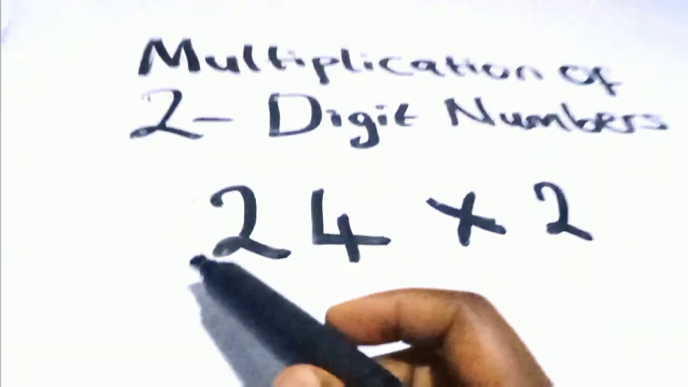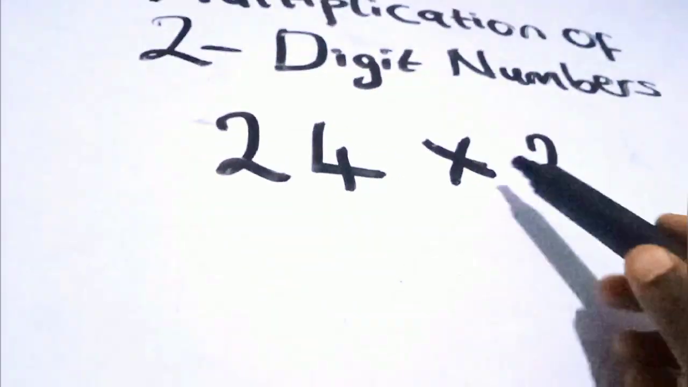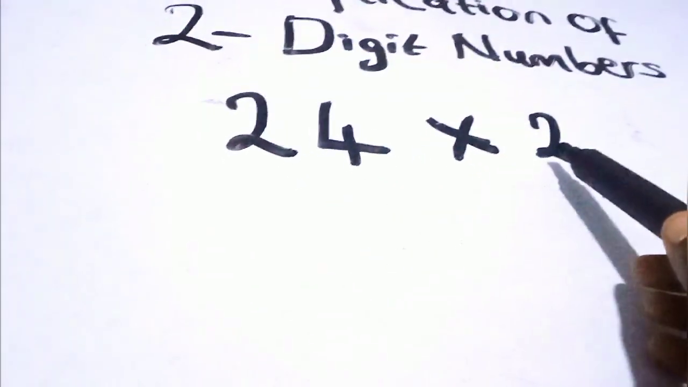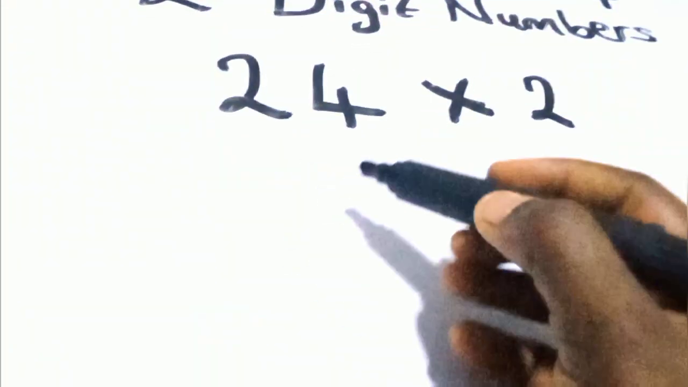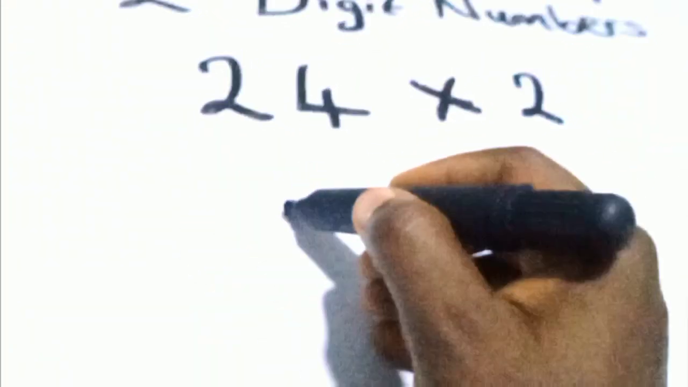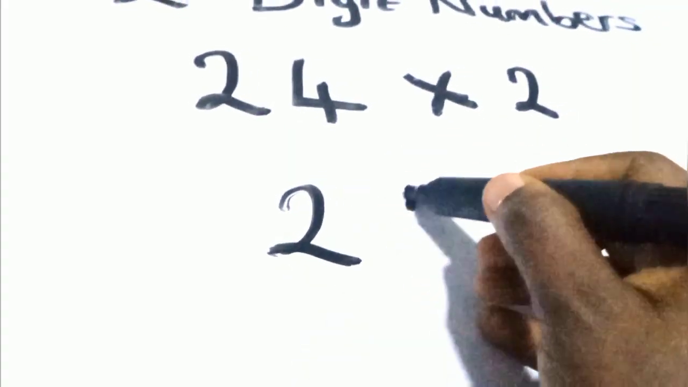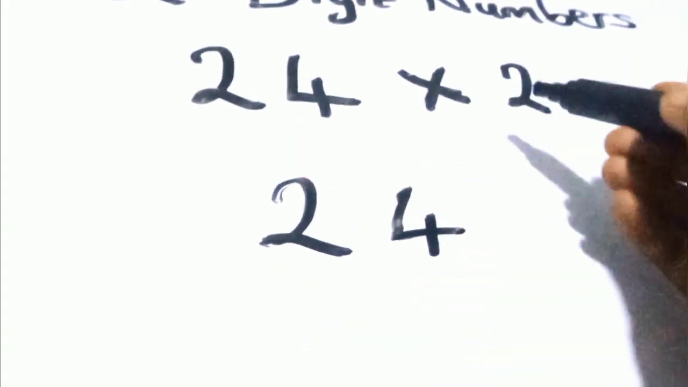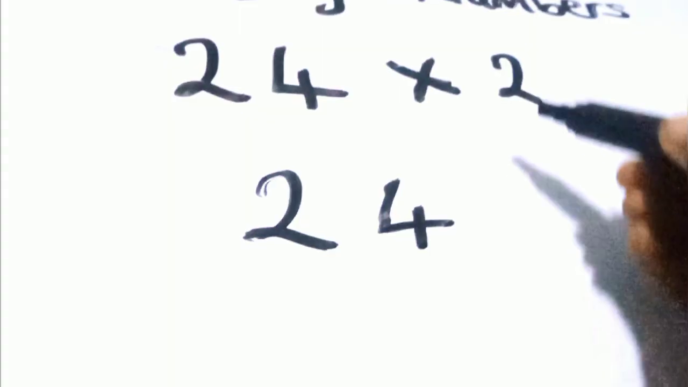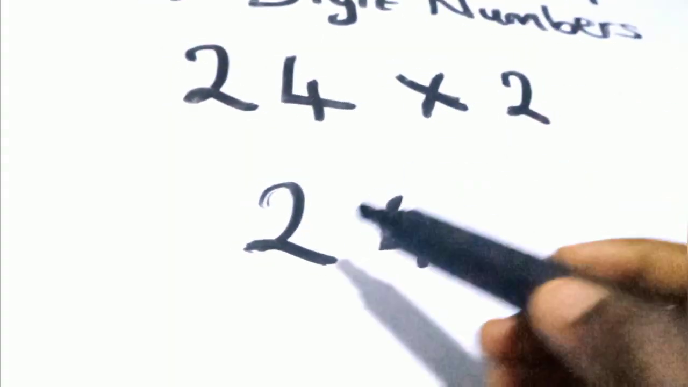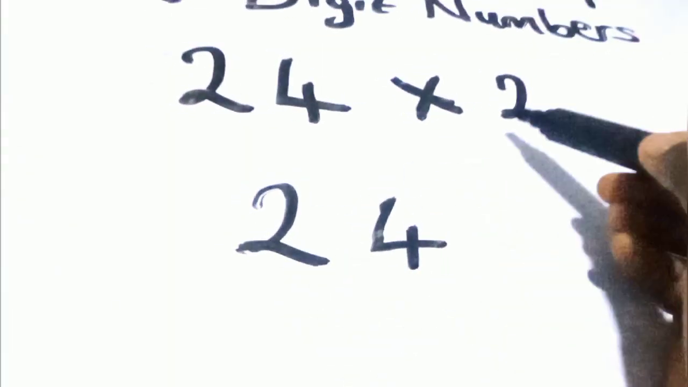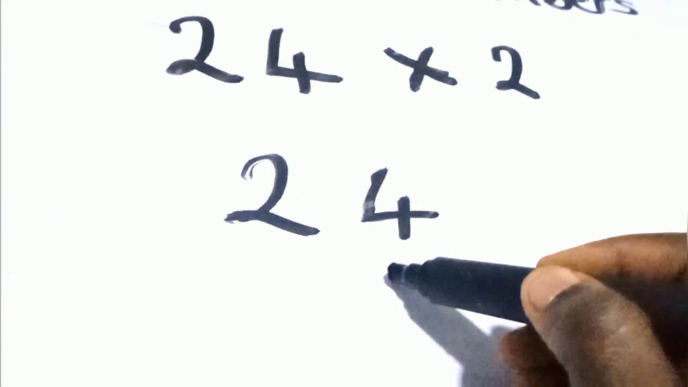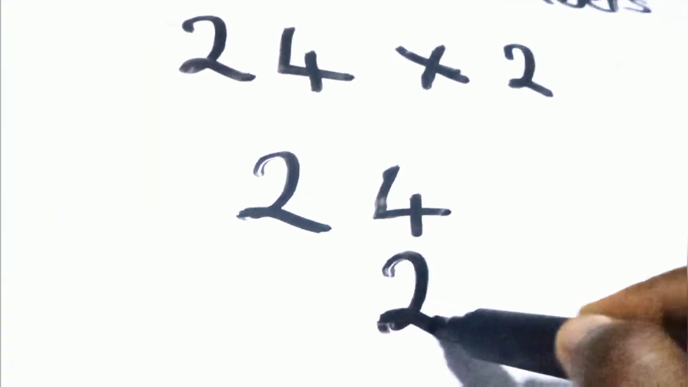In our first example, we have 24 times 2. So this is a two-digit number multiplied by a one-digit number, which is 2. Let us set it the way we're going to multiply it. First, you write out 24 and 2. This 2, you put it under the unit. It doesn't have a ten. 24 means 2 tens, 4 units. And an ordinary 2 means 2 units. You write the 2 units under the 2 units.